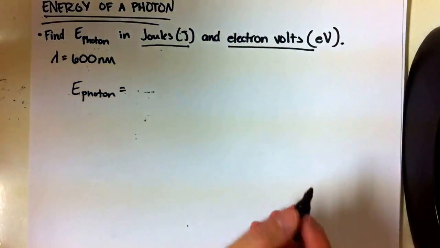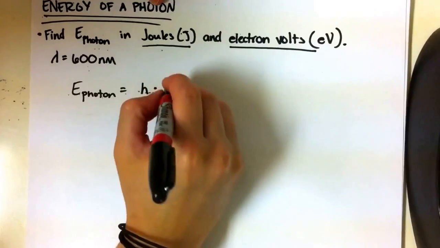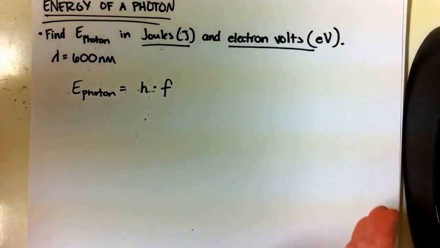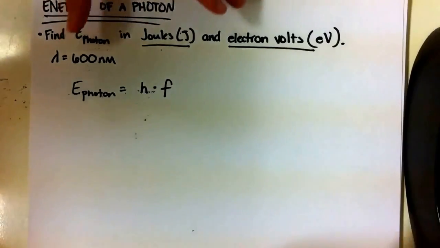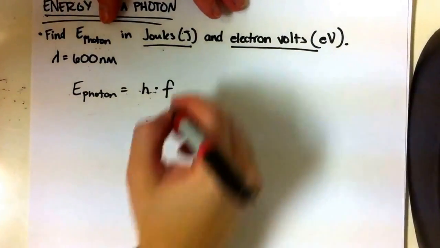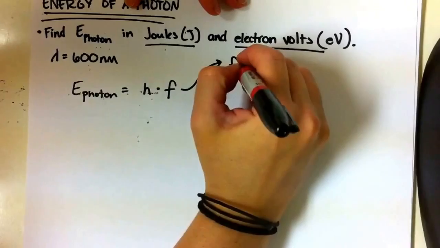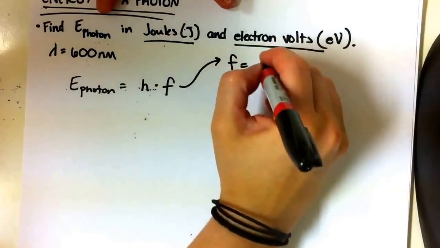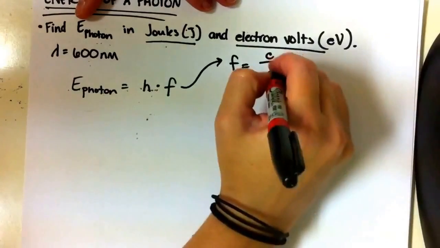So, energy of a photon is equal to h, which is Planck's constant, times frequency. Now, we don't know what the frequency is, but we can find it. We can find it by using the wavelength. Given the relationship, just a side note, the frequency is equal to c, which is the speed of light, all over the wavelength.